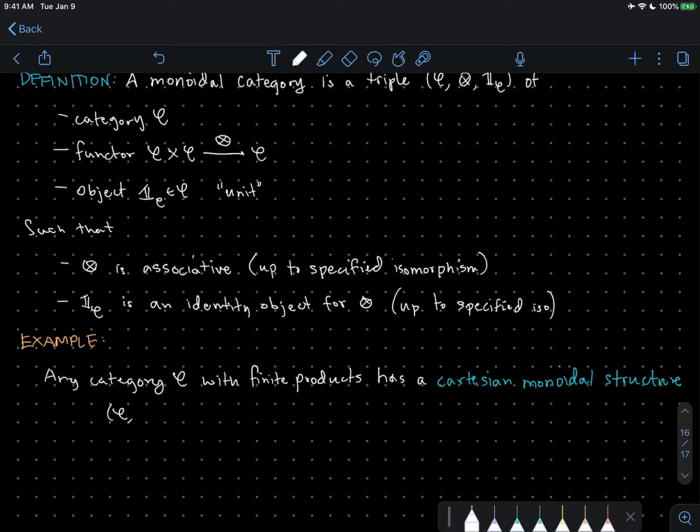That is C with its product, and where the unit is the terminal object. The terminal object is the empty product. Okay. Another big example.